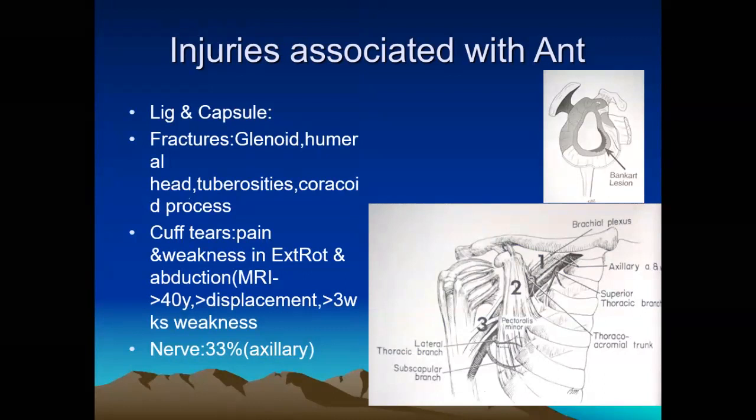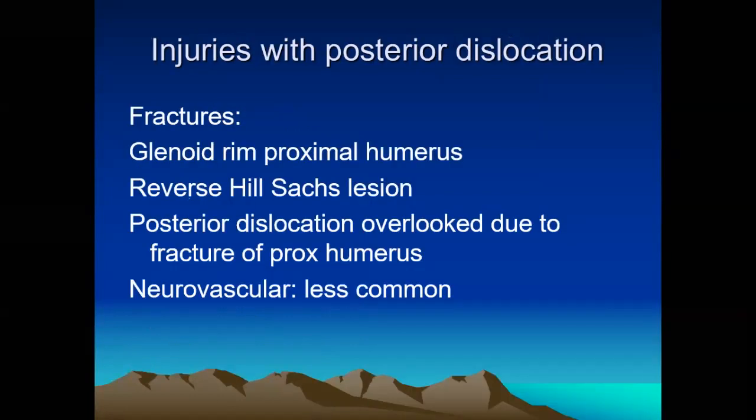MRI is indicated, especially if the patient is more than 40, there is displacement for more than 3 weeks, and there is weakness. So all these things you need to evaluate for the cuff tear and do the needful. And as I told, the axillary nerve: 33% of cases of shoulder dislocation have axillary nerve palsy.